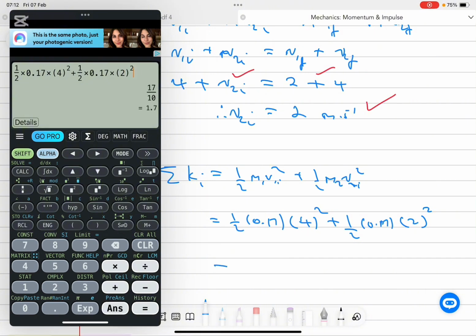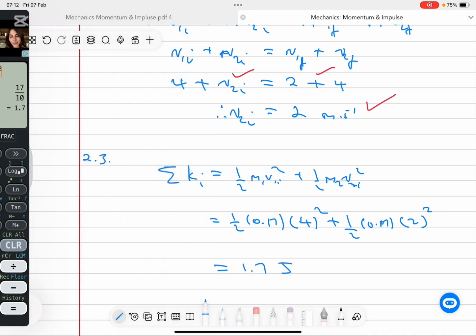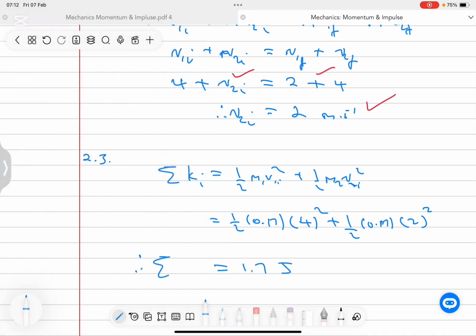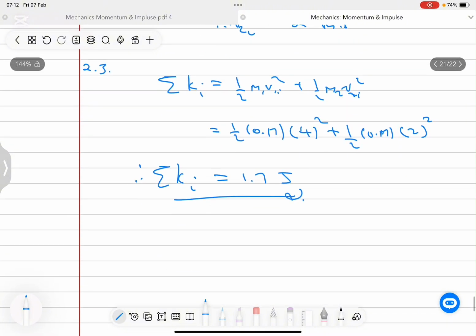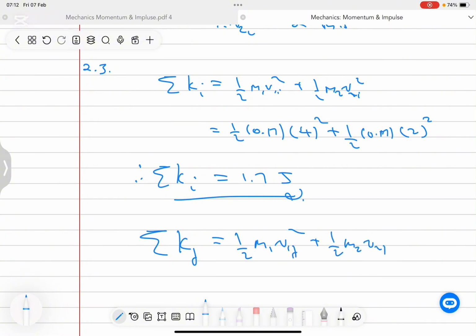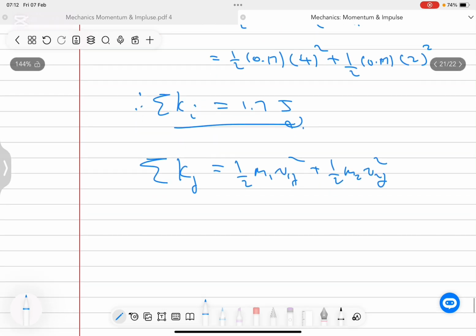And I get an energy of 1.7 joules. So this means that my initial kinetic energy is given by 1.7 joules. And I'll do the same by finding the total kinetic energy after the collision, which will be given by half m1 v1 final squared plus 1 over 2 m2 v2 final squared. And again, this becomes a substitution problem.